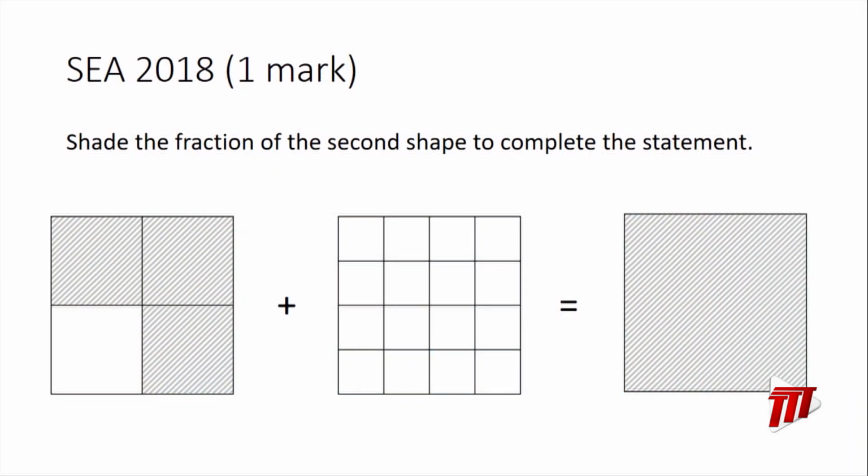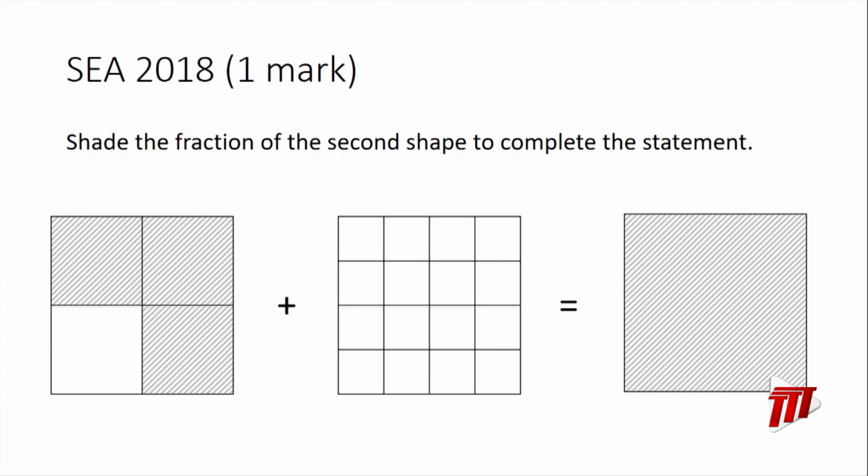How many smaller squares do you see in the second shape? Can you count it? We have 4 in the first row, 4 in the second row, 4 in the third row, and 4 in the fourth row. So we have how many? 16 squares, and we want to shade 1/4. 1/4 of 16 would be how many smaller squares? Yes, 1/4 of 16 is 4. So we know that we're going to shade 4 of these smaller squares.